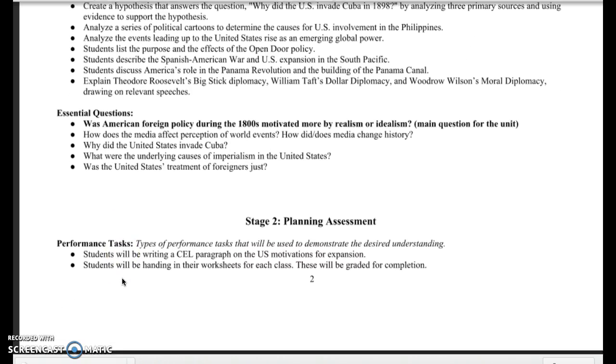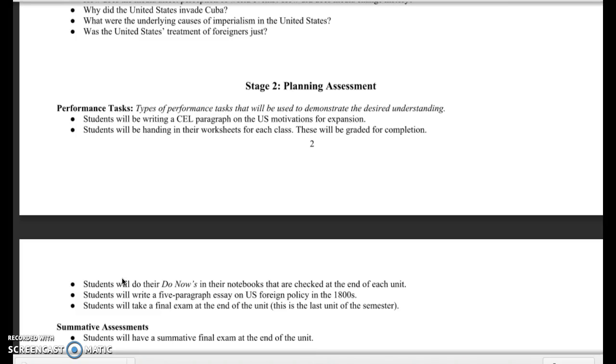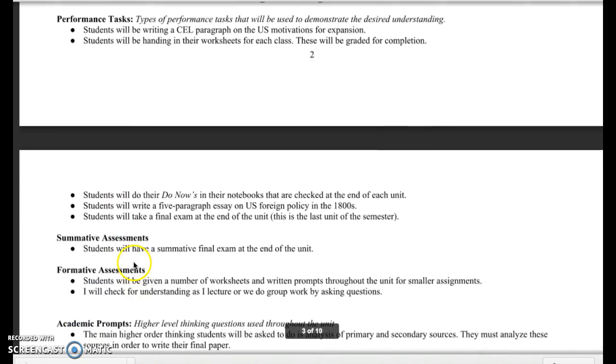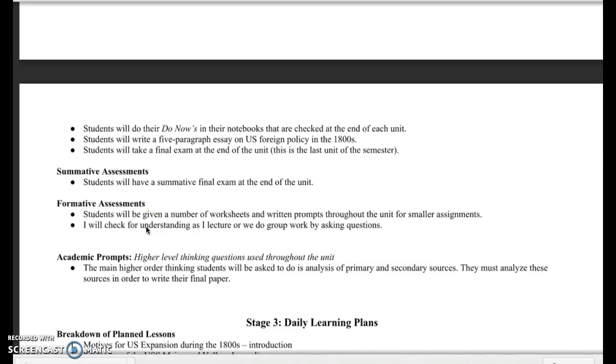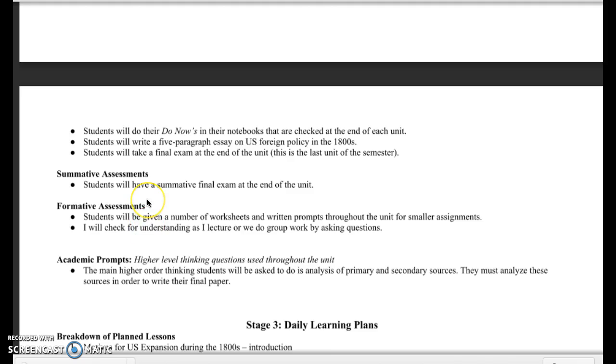So if we go down further, I'm going to look at the performance tasks that we're going to do. Now, performance tasks for me really are more of formative or pre-formative assessments. So we're going to have a CEL paragraph, which is an argumentative paragraph. We will have several do-nows, and then for the summative, we will have a summative final exam at the end of the unit, and they will also have a 5-paragraph essay, which is in the wrong portion. It should be down there. So the formative assessments are more like the performance tasks, and the summative are really going to be the final exam and the 5-paragraph essay.